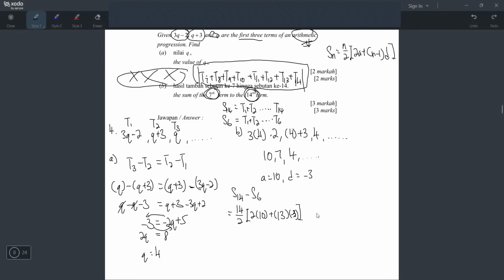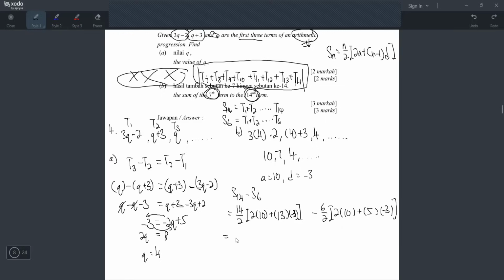And then now you have to minus S6. So your n will be 6, so it will be 6 over 2, big bracket, 2a plus (n minus 1)d. So what is the a this time? 10. The n is 6, so n minus 1 is 5. And then the d is negative 3. And now it's time to press the calculator.